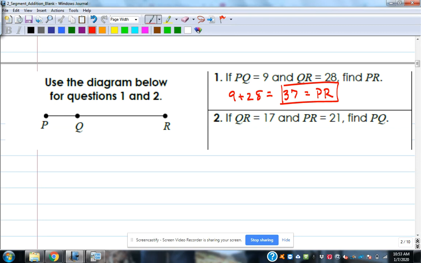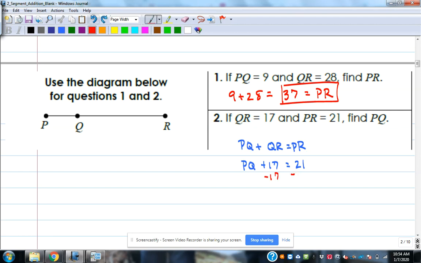Now, on number 2, it says if QR is 17 and PR is 21, find PQ. All right, so we should be adding PQ plus QR to equal PR, right? That's what this segment addition postulate would say, right? So we would replace the things that we know, and then we do exactly what you said, you subtract them.